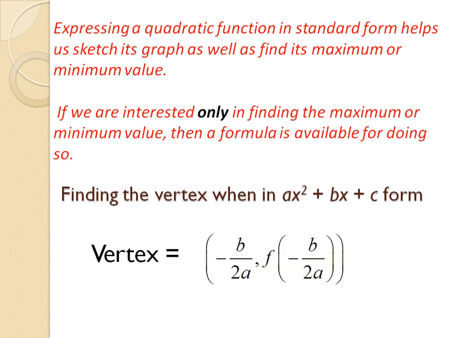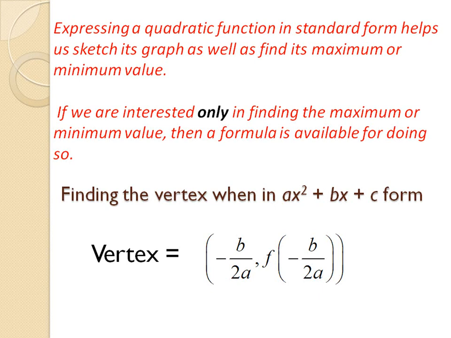Expressing a quadratic function in standard form will help us sketch the graph as well as find its maximum or minimum. However, if we are only interested in finding the maximum or the minimum value, then there is a formula that's available for doing so. To find the minimum or maximum value of the general form ax squared plus bx plus c, we can use this formula for the minimum and maximum, which is synonymous with the vertex. So the vertex is the same point as the minimum or the maximum point. So we will use those terms synonymously.